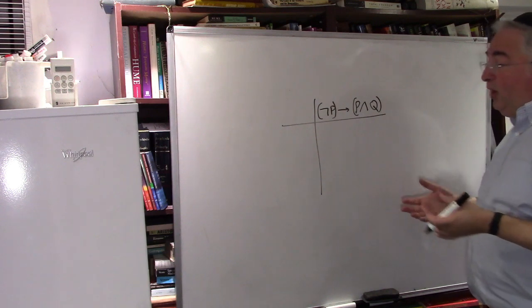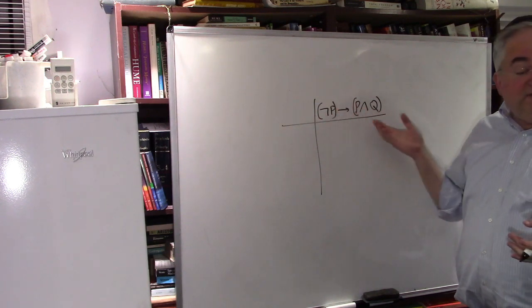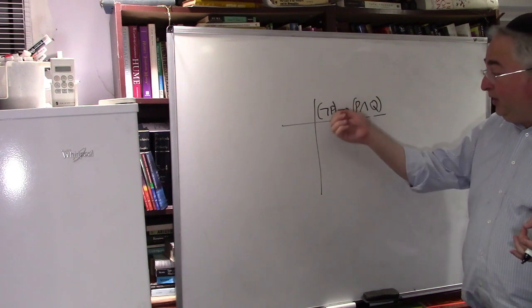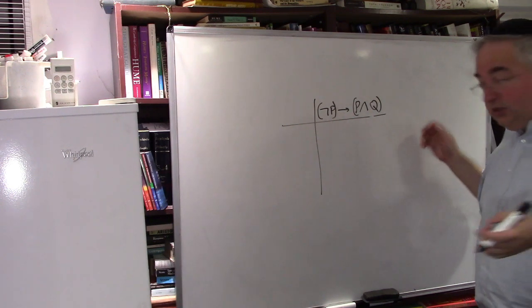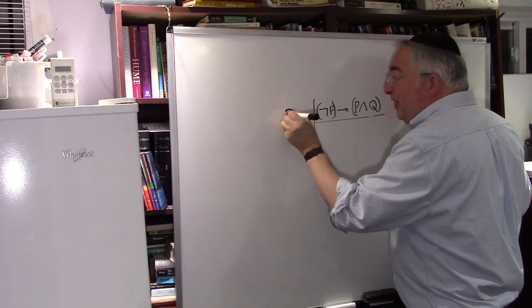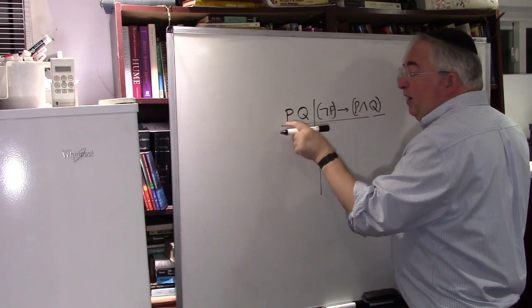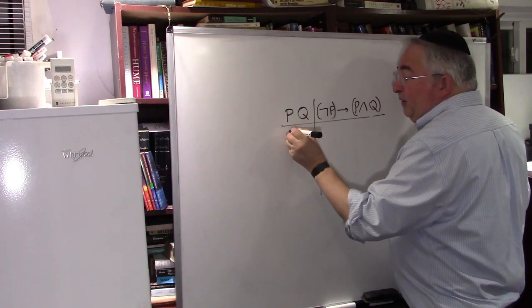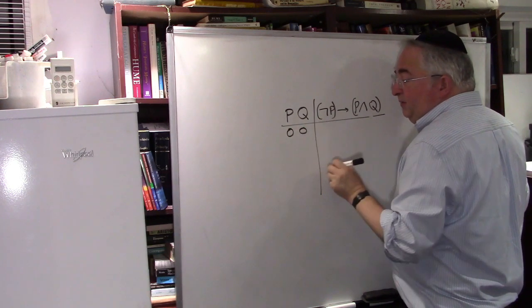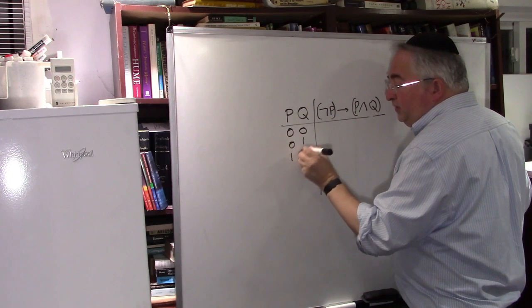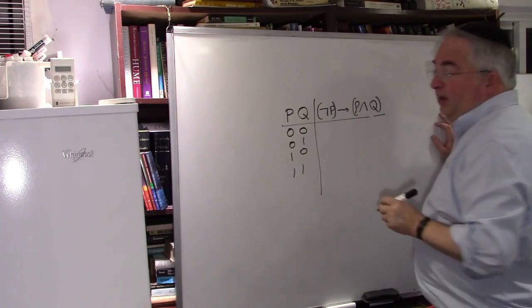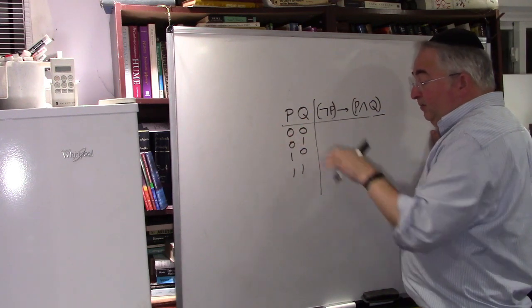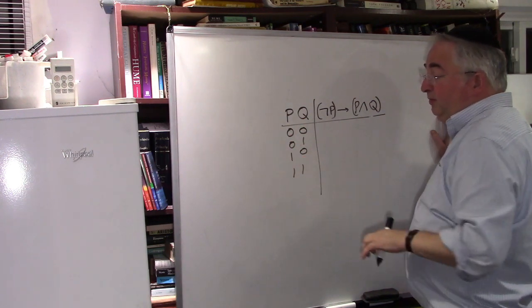Okay, so question, what is the value of this? Well, the answer is, it depends. What is P and what is Q? So we have to plug in all possible values of P and Q. We always write our variables in alphabetical order, and then we put them in with zeros, all zeros starting at the beginning. 0, 1, 1, 0, 1, 1. Okay? For those of you who know binary, this is the number 0 in binary, the number 1 in binary, the number 2 in binary, the number 3 in binary.